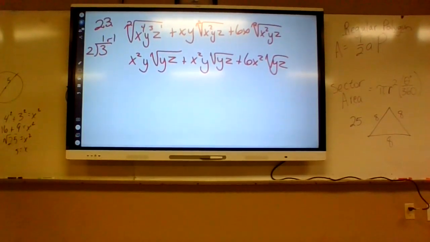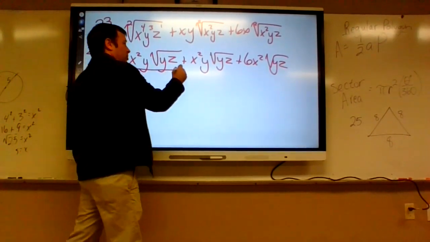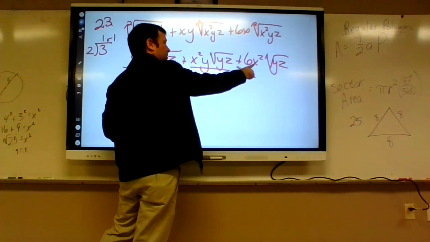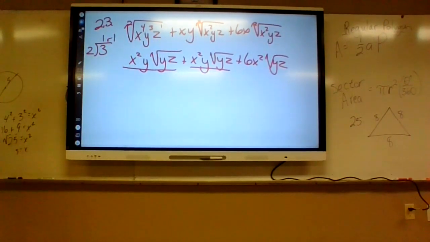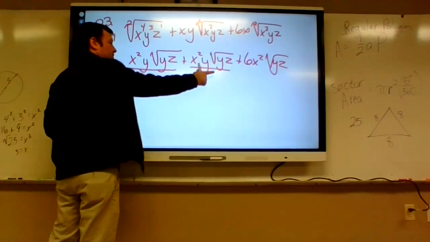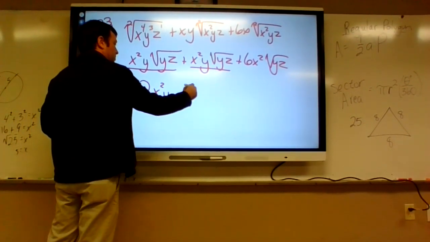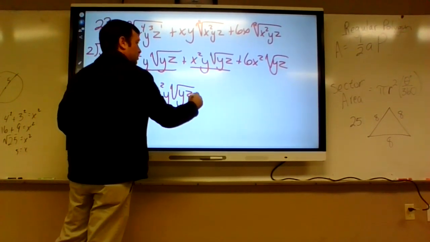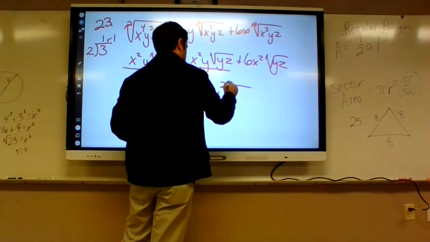Are any of these like terms? Yes. The first 2. Almost the third one. The third one, what's the third one lacking? A y. So what is one of these plus one of these? 2 of those. Nice. And the other thing just stays the same.